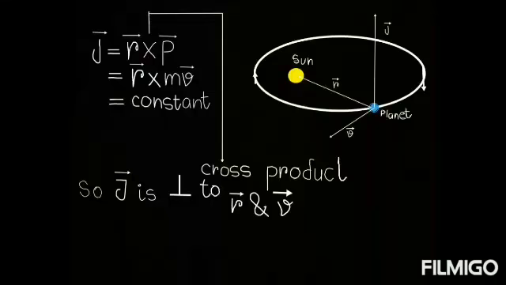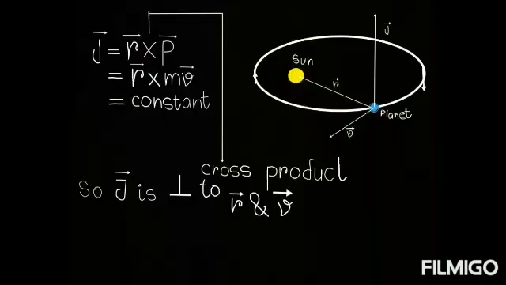Proof of Kepler's first law. Any planet with mass m is acted upon by a gravitational force F, which is directed towards the center of the Sun. Since F, the gravitational force, is a central force, the angular momentum J of the planet with respect to the center of force is constant in magnitude and direction.